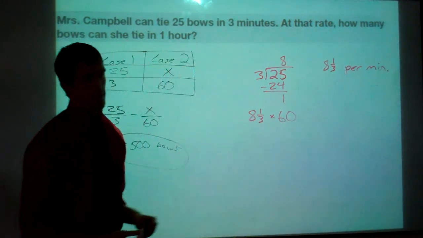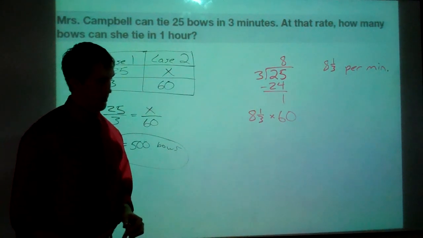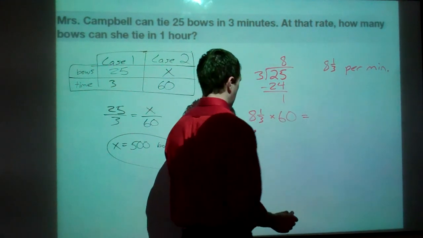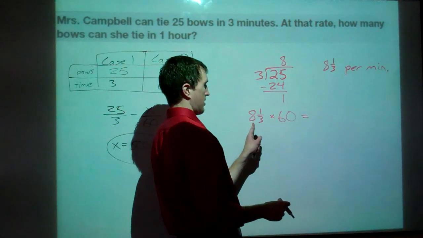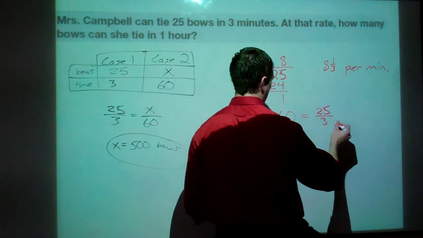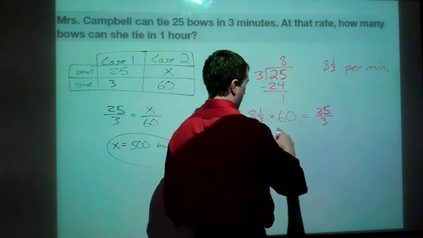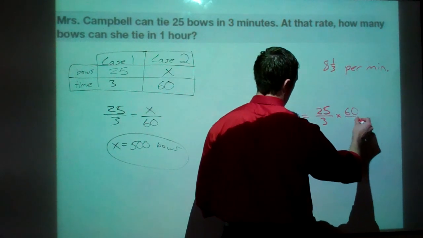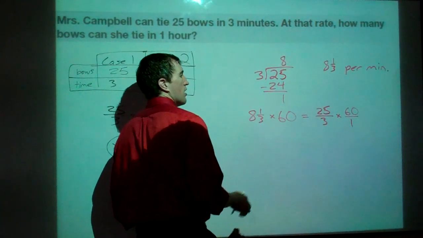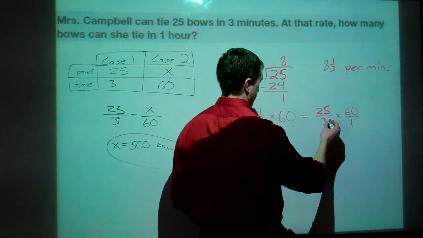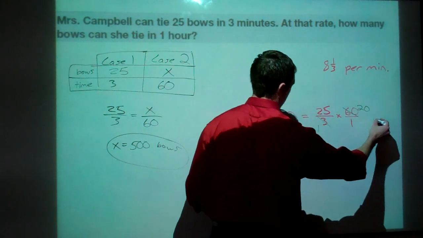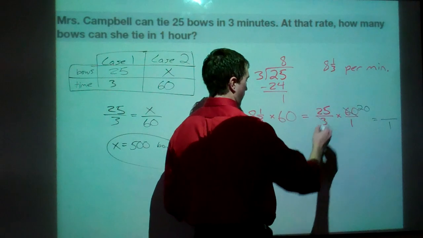We have a fraction involved though, so what I'm going to do is turn everything improper, make things a little easier. So this is 8 1/3, to turn that improper, 3 times 8 is 24, plus 1 is 25. Keep our denominator the same. And then we multiply that times 60 over 1. And what we can end up doing is some canceling now. 3 goes into 60 20 times. So now we have 1 times 1 on the bottom. And then 25 times 20.